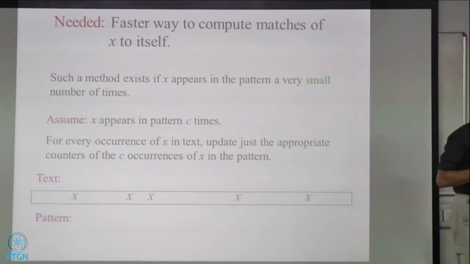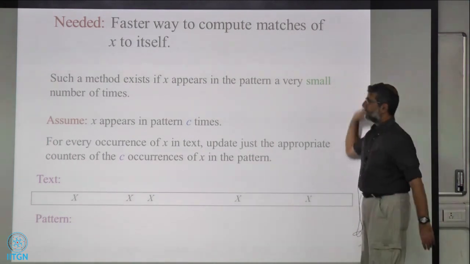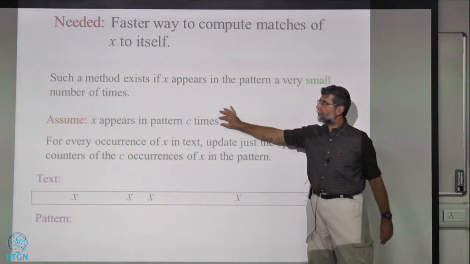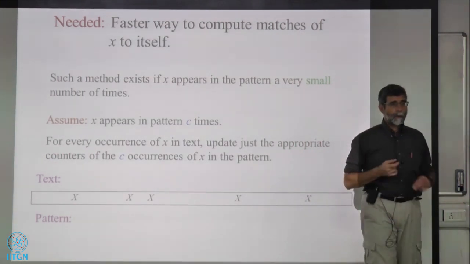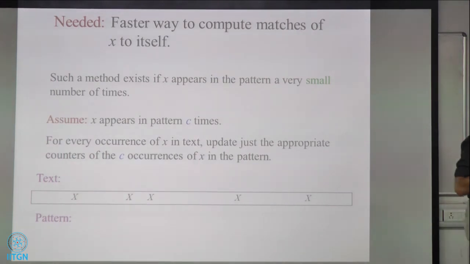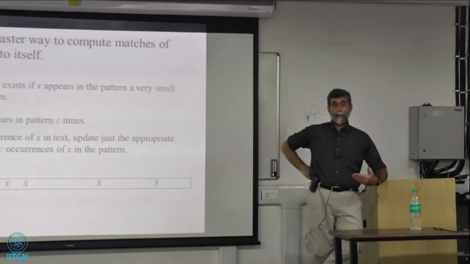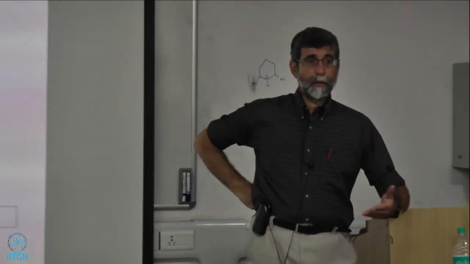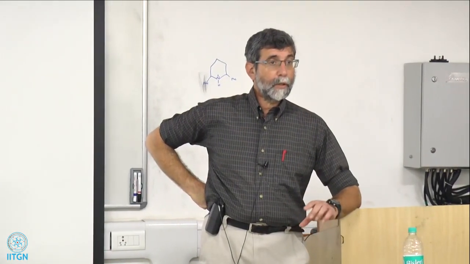Think about the other side. Think about the number x that appears in the pattern a very small number of times. It appears a constant number of times. Let's say C, let's say 3. You have an x that only appears in the pattern 3 times. Can I count all the matches of x in the text faster than by using an FFT? I mean, if I use an FFT, obviously the time is going to be n log m. Can I do it faster than n log m, knowing that x only appears 3 times?